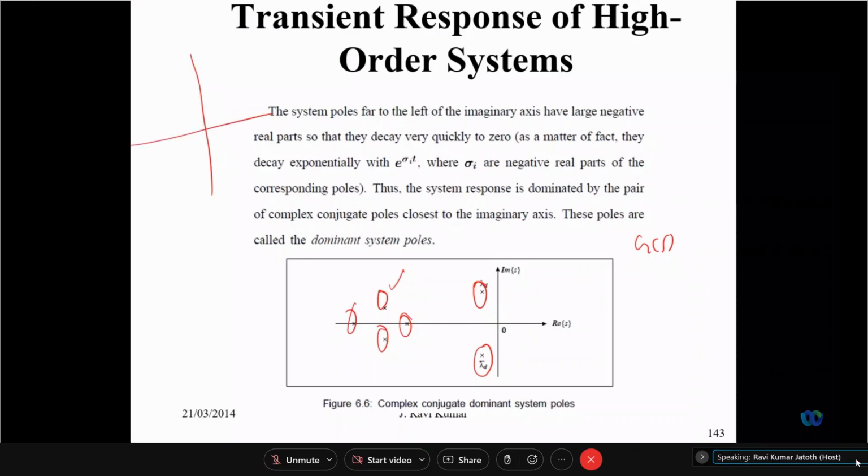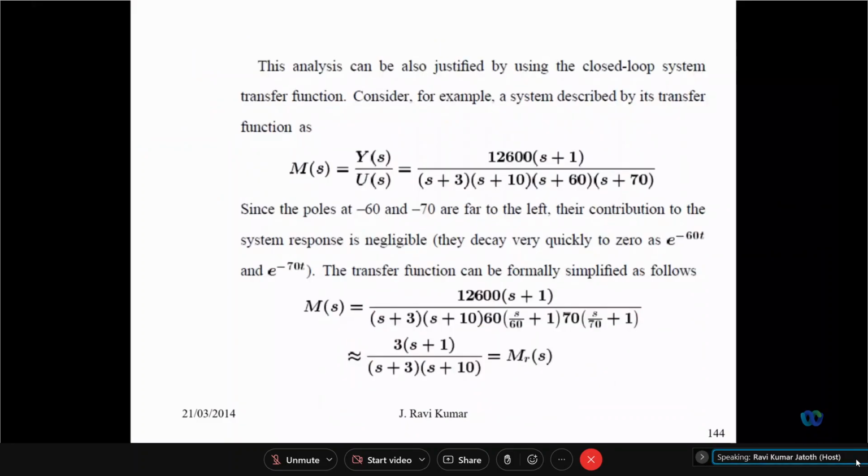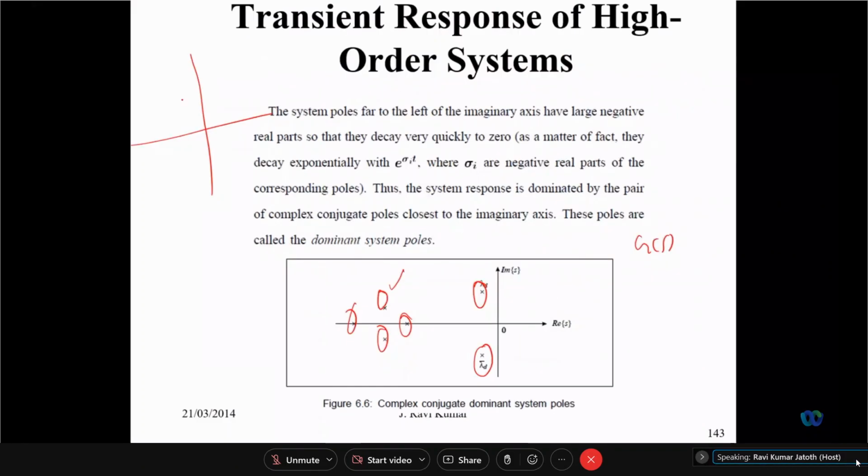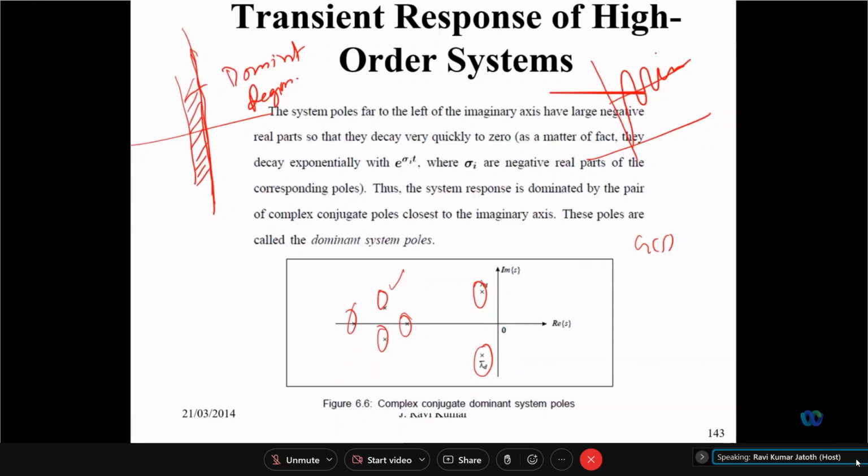there is a region called the dominant region. What do you mean by dominant region? If the poles are lying very near to the imaginary axis in the S plane, those poles will contribute most in the transient response. This region is called the dominant region. The poles which lie in the dominant region are called dominant poles. If they are lying very near to the imaginary axis, their contribution will be in the transient response.